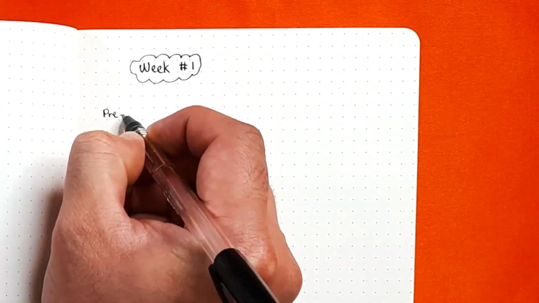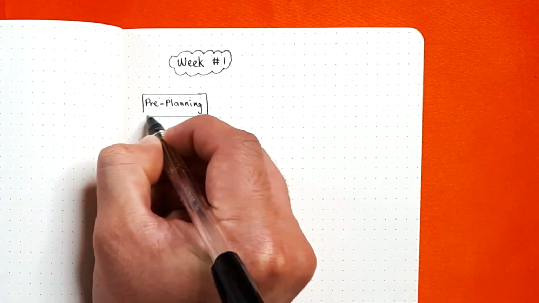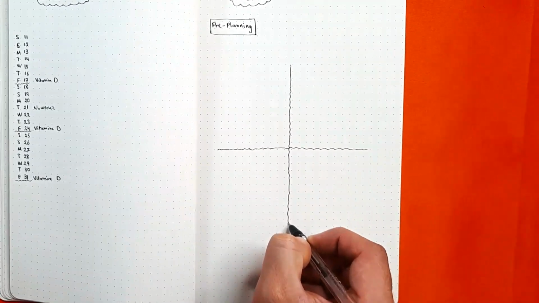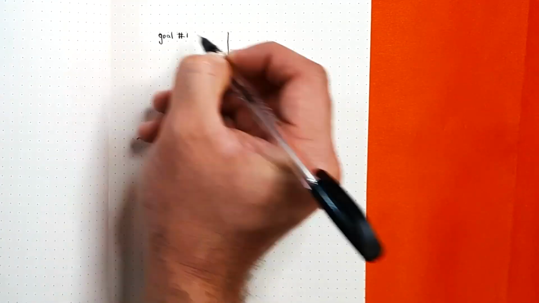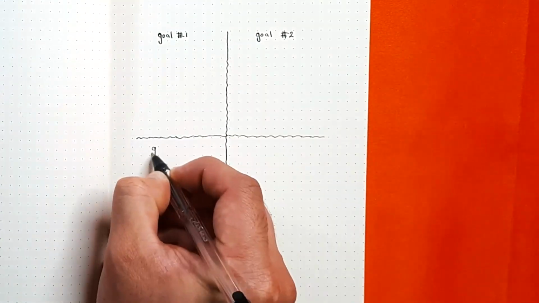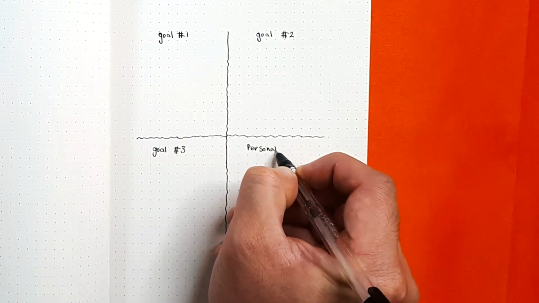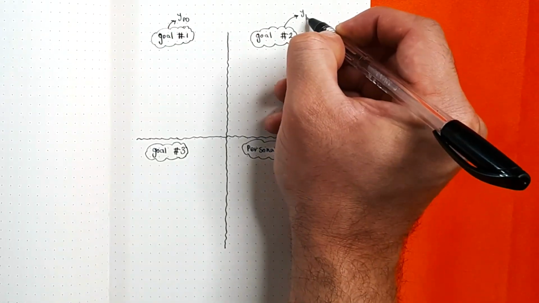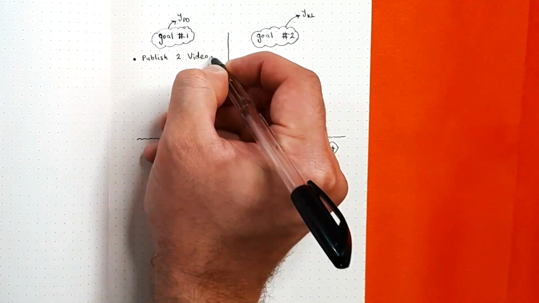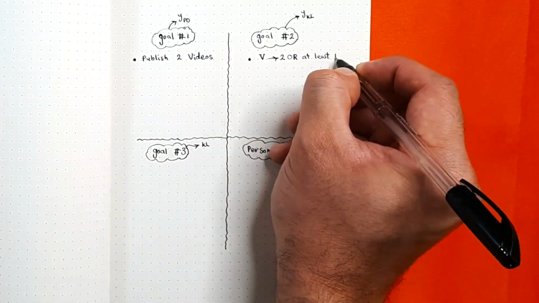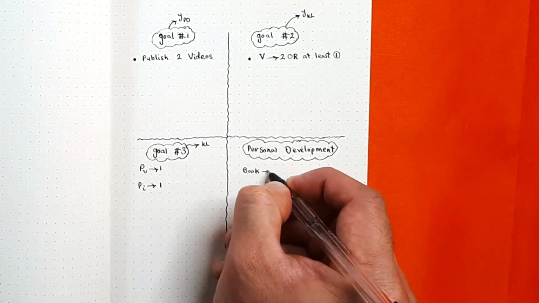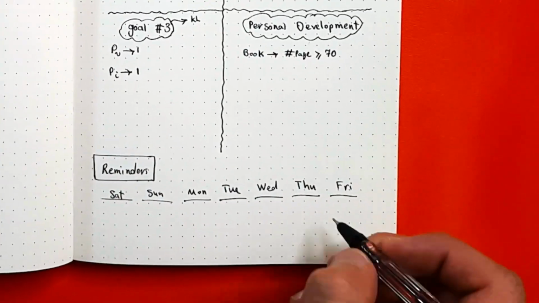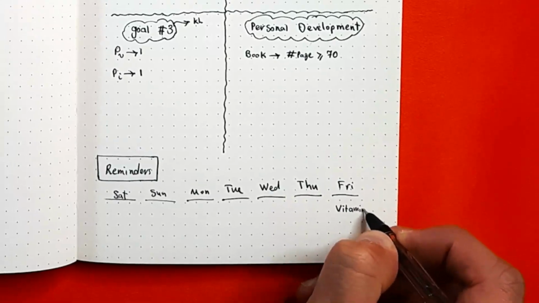In the first page of the week, I prefer pre-planning my week. So I try to draw a cross like this, which gives me 4 quadrants. Each quadrant, except the last one, represents one of my first 3 goals. The last one represents some personal development related stuff like reading books and so on. So now you should write the main deliverables, not tasks, for each of your goals that you tend to do by the end of this week. Also, if you want, you can transfer the events you have written in the monthly layout to your weekly layout.